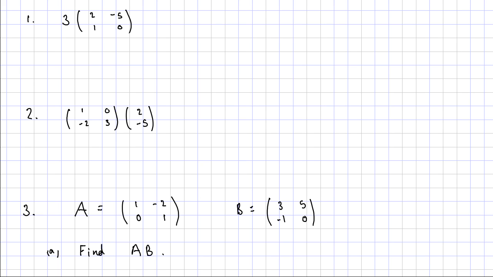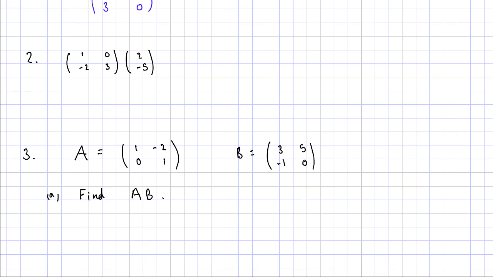Okay, so this matrix has 2 rows and 2 columns, and I need to multiply it by this scalar or constant value 3. Now the way this works, you just multiply the 3 to each of these numbers in the matrix. So 3 times 2 would be 6. 3 times 1 is 3, 3 times minus 5 is minus 15, and 3 times 0 is 0. So this is the result that you get.